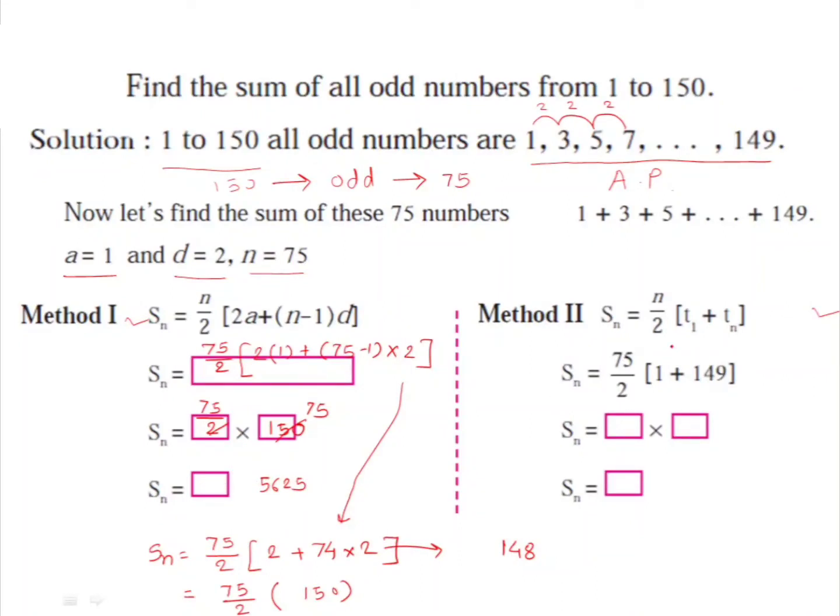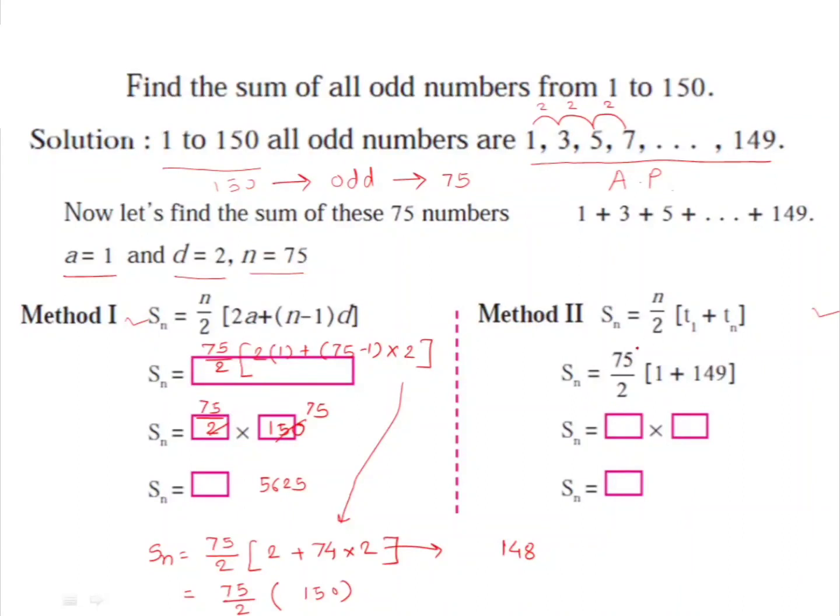Now suppose for an arithmetic progression the common difference is not given, then we can use the second formula, where the common difference is not involved. So Sn = n/2 (t1 + tn). If we have the first term of that AP and the last term of that AP, we can use this formula to find the sum of all those terms in that AP.